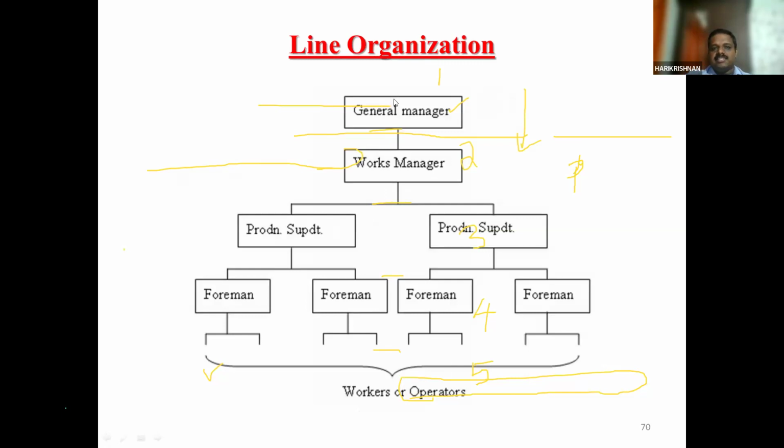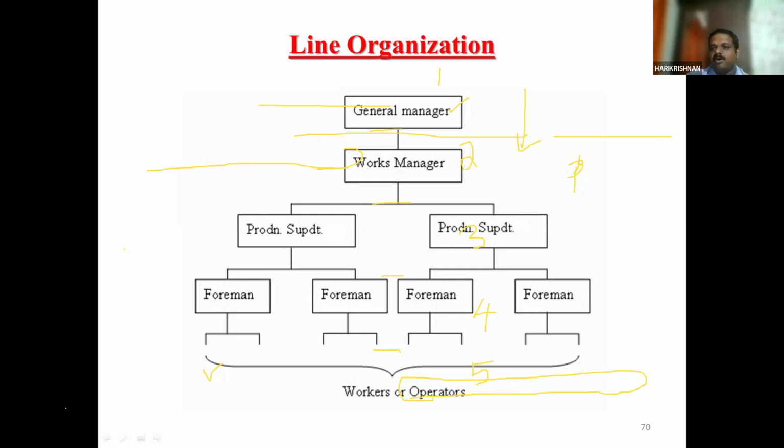So line organization: the general manager will be there, the works manager will be there, and there will be two production superintendents, and a foreman, and under the foreman there will be workers. If the workers are not doing their work, the responsible person is the foreman. So the production superintendent will ask the foreman, the works manager will ask the production superintendent, and the general manager will ask the works manager. That is how this line organization works.